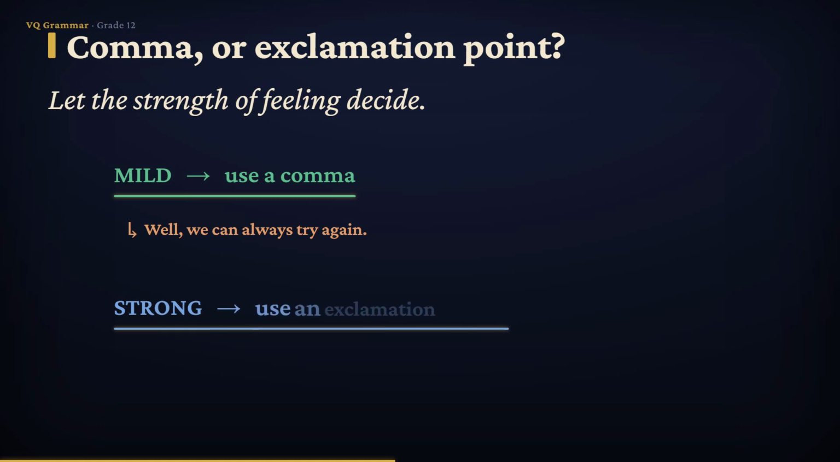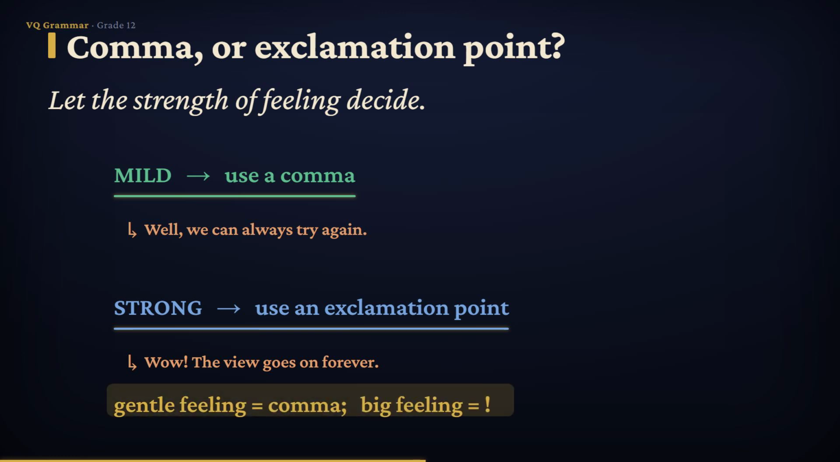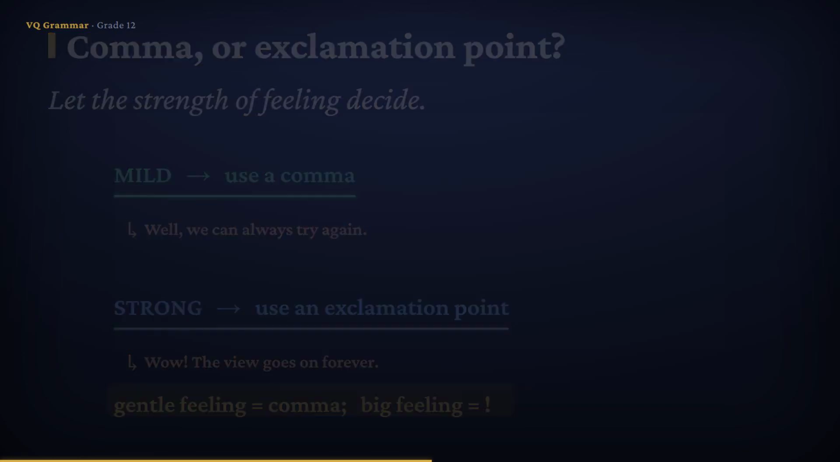But for a strong interjection, a real burst of feeling, use an exclamation point. Wow! The view goes on forever. That wow deserves its own punch of surprise, so it gets an exclamation point, and the next word starts with a capital. Gentle feeling, a comma. Big feeling, an exclamation point.